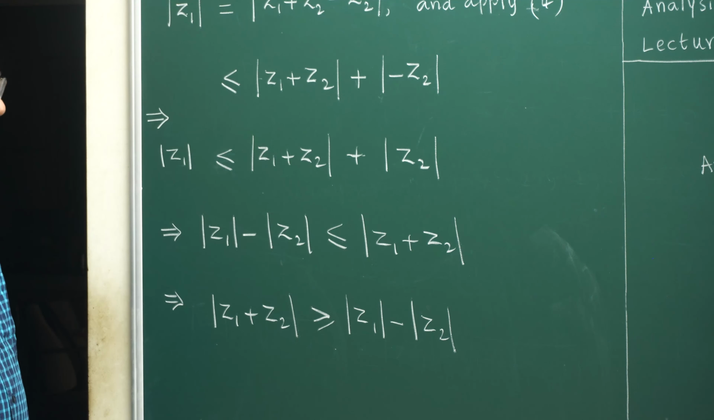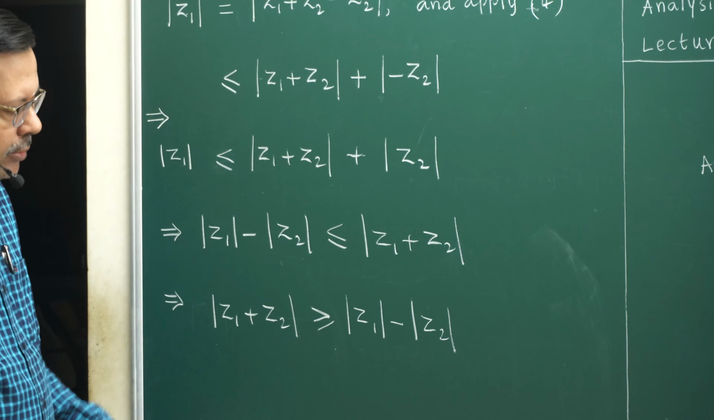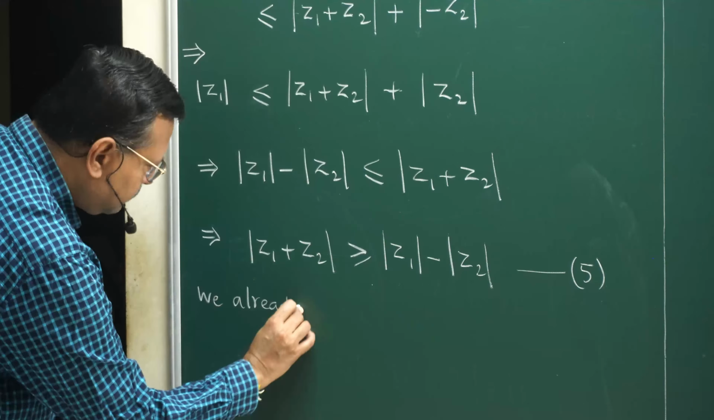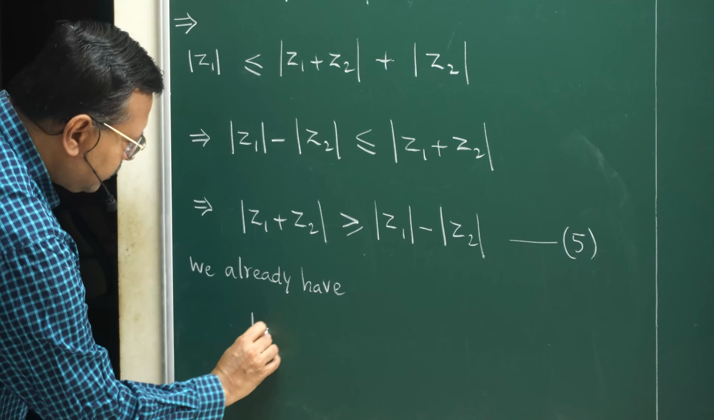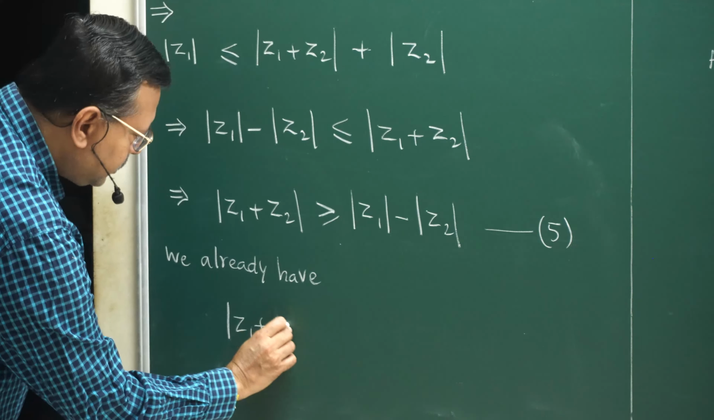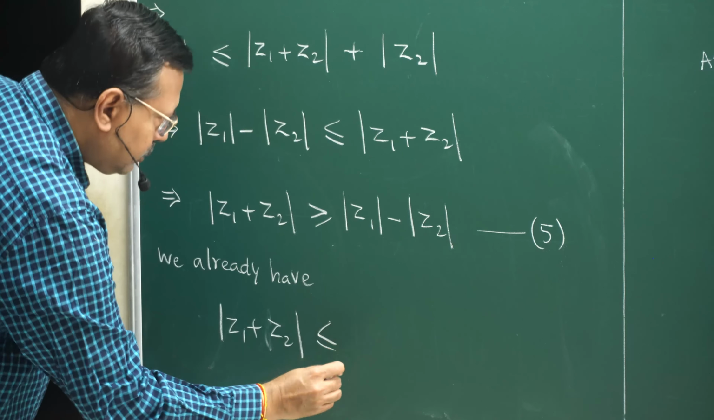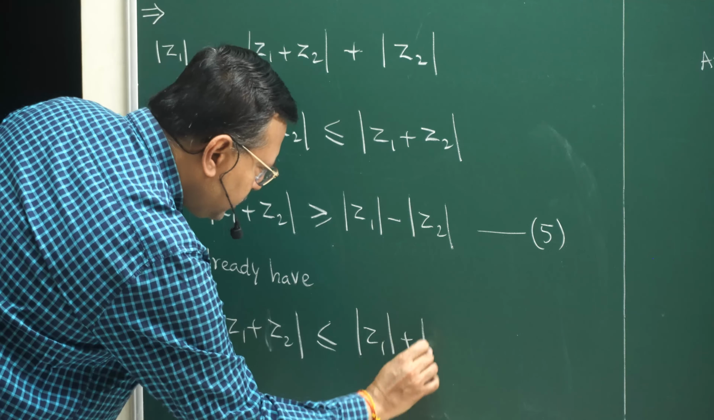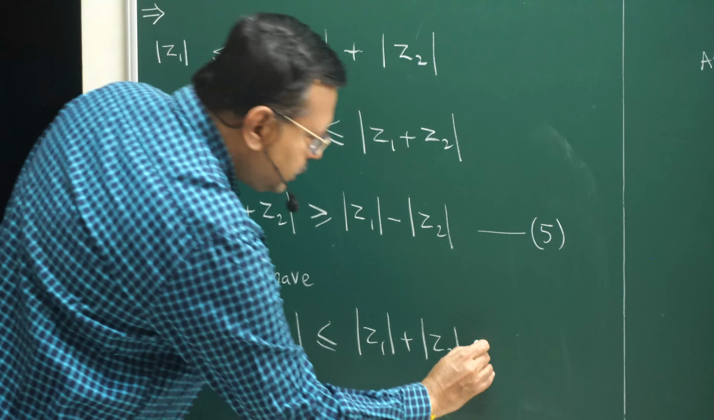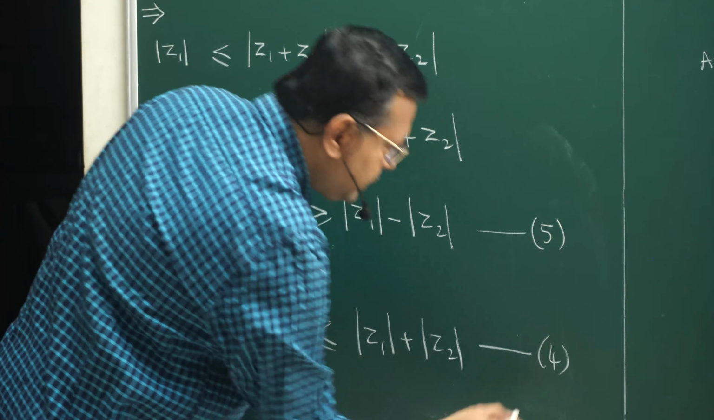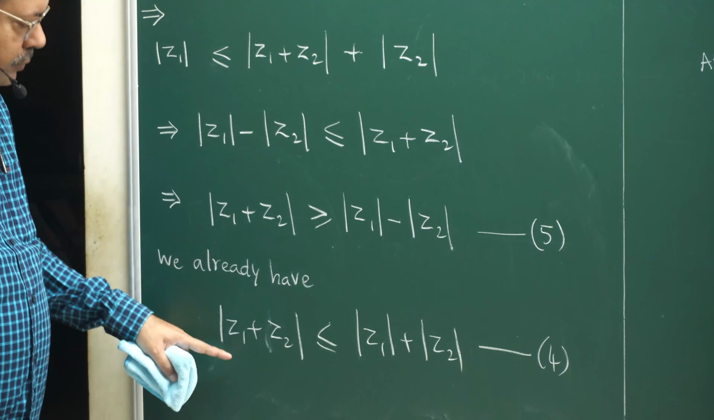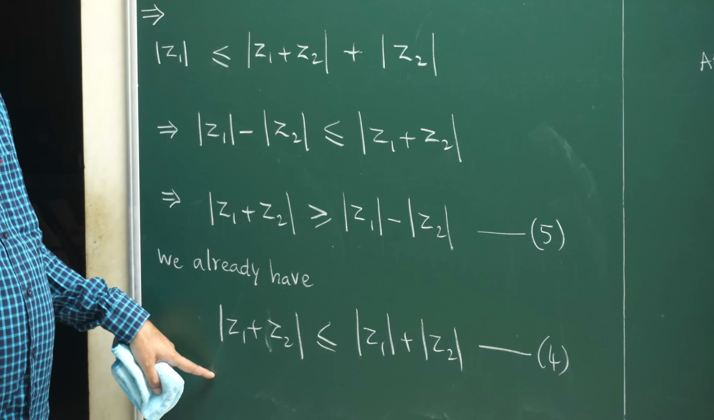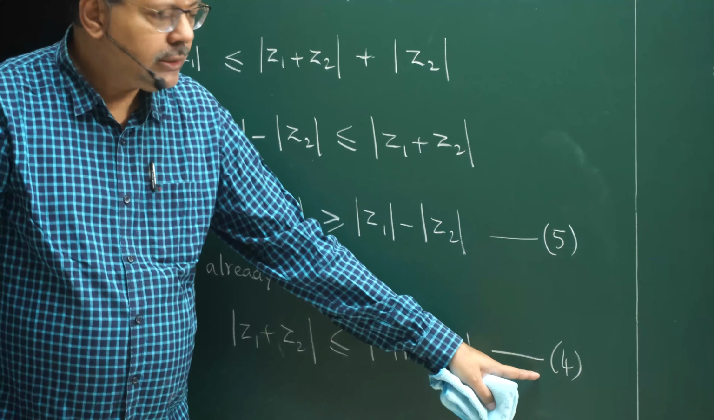And that's it. You got a new relation, and I will call this equation number 5. So what you already have is modulus of Z1 plus Z2 less than or equal to mod Z1 plus mod Z2. This was your equation number 4 from yesterday's class. I am writing this simultaneously because both of them you should keep together. This is what we got today and this is yesterday.